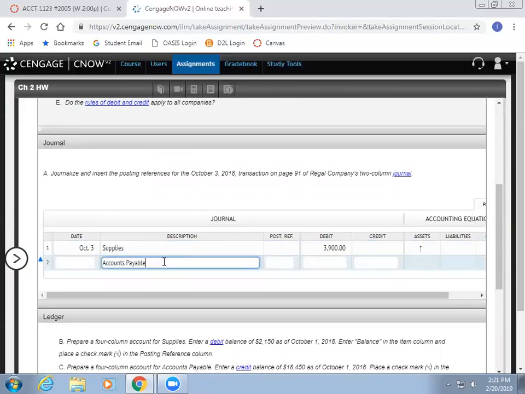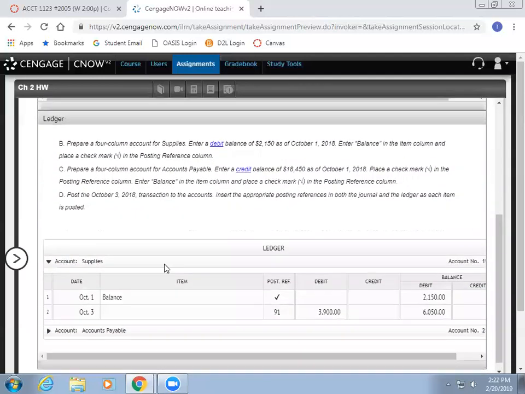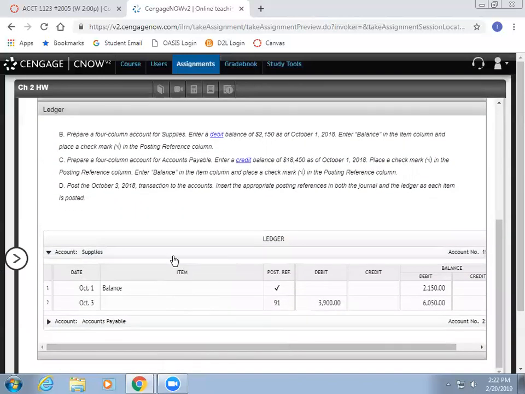I would then go into my journal and do October 3rd, and I would do my supplies of 3,900, and that would be on accounts payable. And then we add it together and put it under the credit on the balance. It would be a debit balance. Yeah, so on your ledger, you should have a debit balance in supplies.